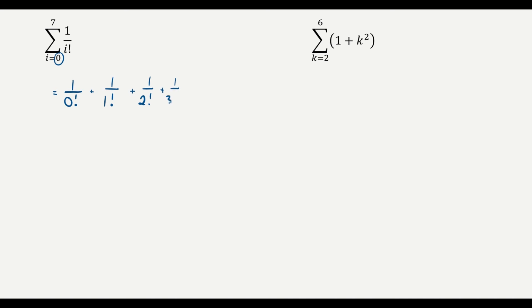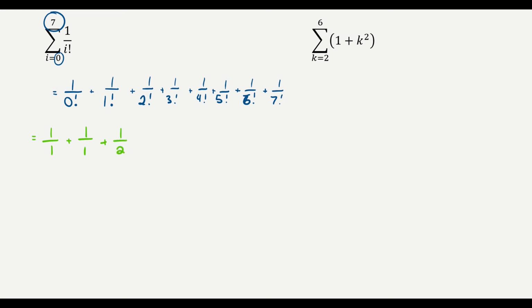And we're going to keep going and keep going until, what is our upper limit? 7. So we go all the way until I equals 7, and then I stop. Then I add those up. And in the process of adding them up, it requires some simplification. Also some knowledge of factorials in this problem.